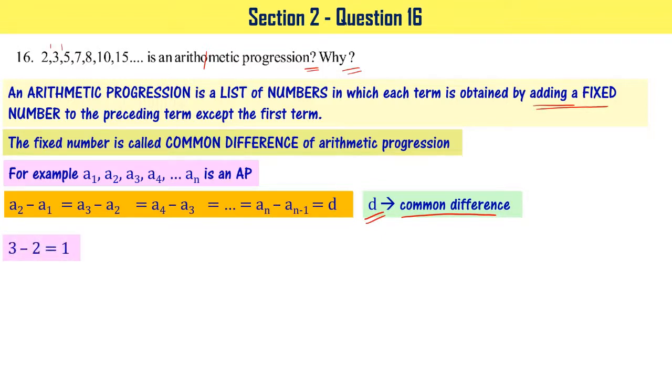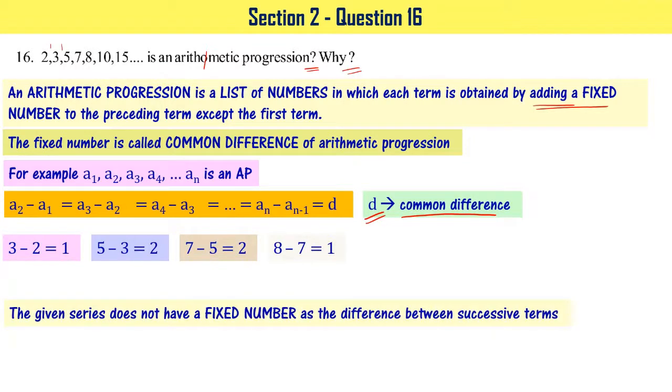a2 minus a1 is 1, right? 3 minus 2 equal to 1. a3 minus a2, that is 5 minus 3, is equal to 2. So you already have seen that there is no common difference, right? Let's check further. a4 minus a3, that is 7 minus 5, that is equal to 2. When it comes to the next pair, that is a5 minus a4, that is 8 minus 7, that is equal to 1. So there is no common difference, right?